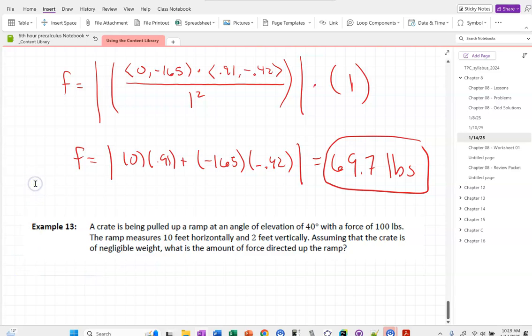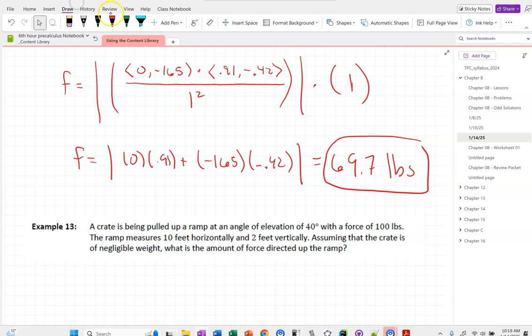It says a crate is being pulled up a ramp at an angle of elevation of 40 degrees, with a force of 100 pounds. The ramp measures 10 feet horizontally and 2 feet vertically. Assume that the crate is of negligible weight. What is the amount of force directed up the ramp? Now notice here, there is no gravity vector in this problem. What in the story problem tells me that there is no gravity vector?